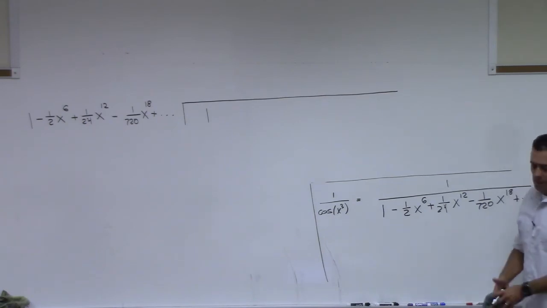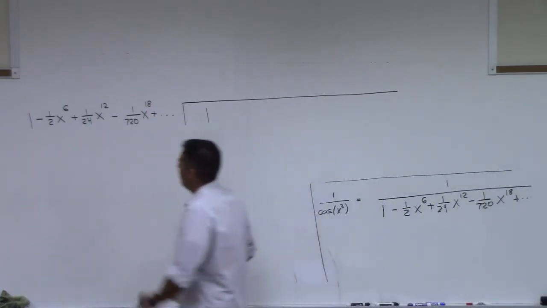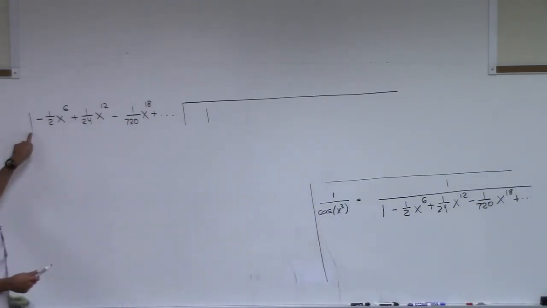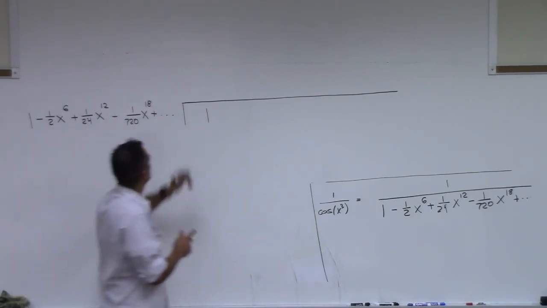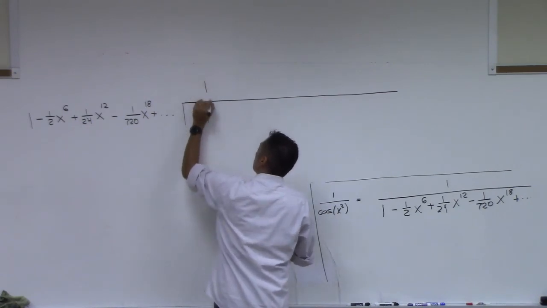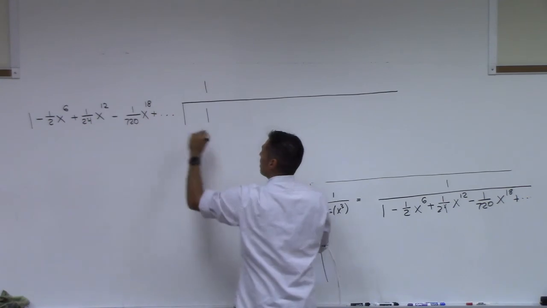Okay, so what do you do? How do you do this? Just the way you normally did it. You started out here, you said, what do you have to multiply 1 by to get 1? 1. Okay, so we multiply by 1. So I'm going to put 1 up here, and now I multiply 1 times that whole thing, right? So 1 times that whole thing is this.